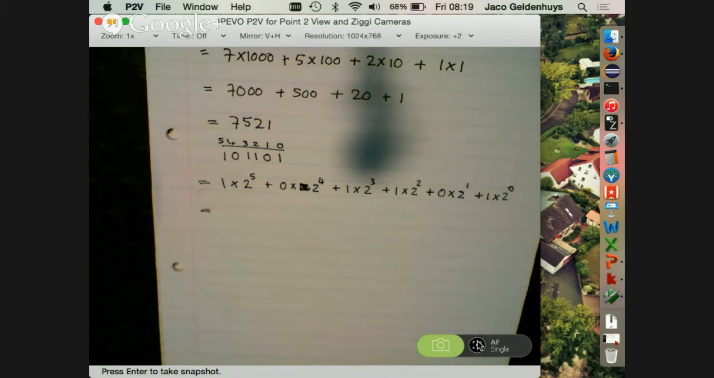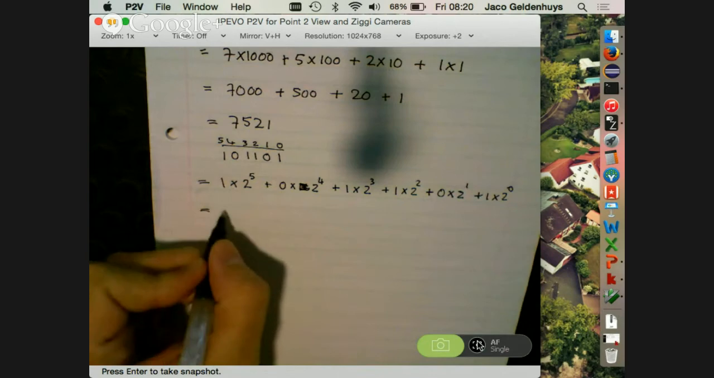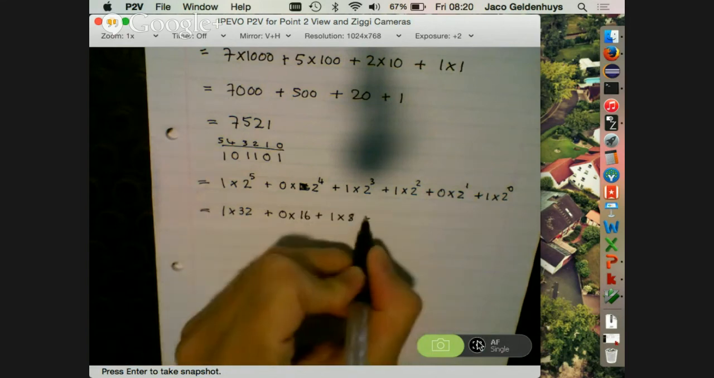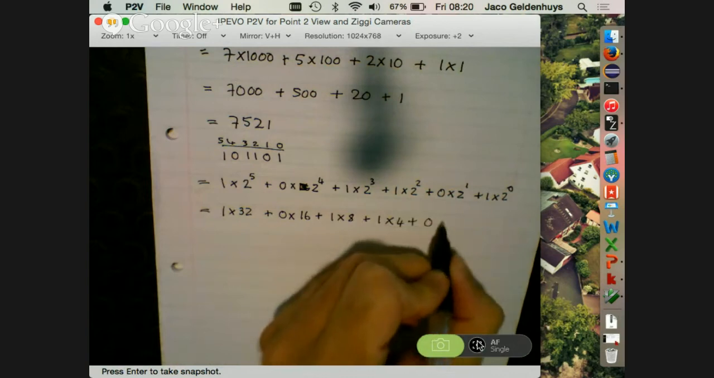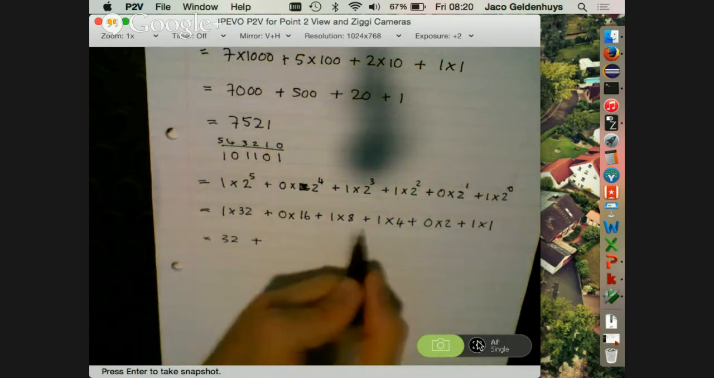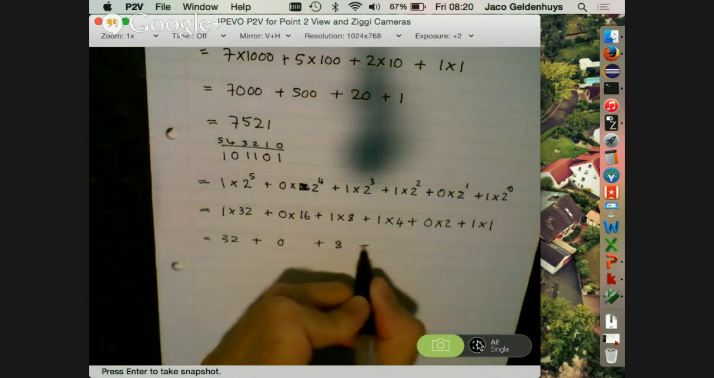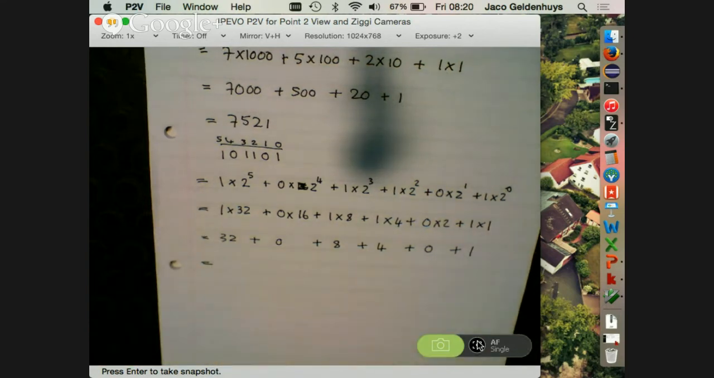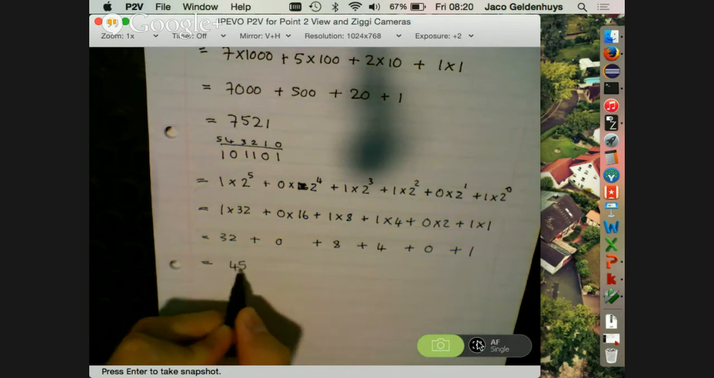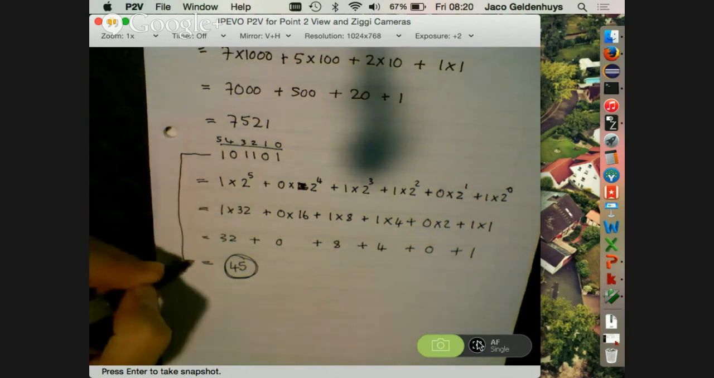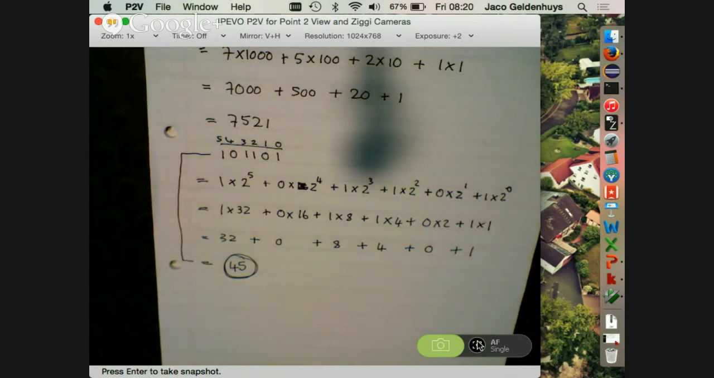We must learn that, which is why I know instantly that this is 1 times 32 plus 0 times 16 plus 1 times 8 plus 1 times 4 plus 0 times 2 plus 1 times 1. So 32 plus, that's a 0, that's an 8, that's a 4, that's a 0, that's a 1. Now I can't do addition. Let's see what's going on. The 8 and the 32 is 40, 44, 45. Okay. So this string here is equal to 45. And that's how we go from binary to decimal.